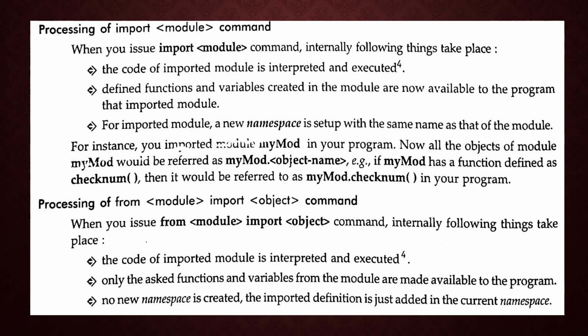In case you are using the from math import sqrt command, what happens is we can access only the sqrt function from the module. So that is the only thing available to the program. No new namespace is created. The imported definition is just added in the current namespace. Okay, these are about processing in two ways. One is the import module command. Second one is the from module import object command.